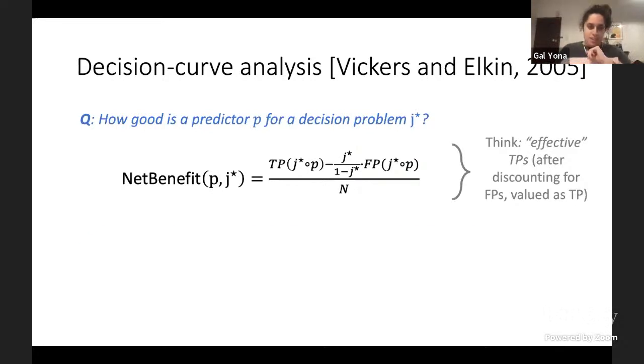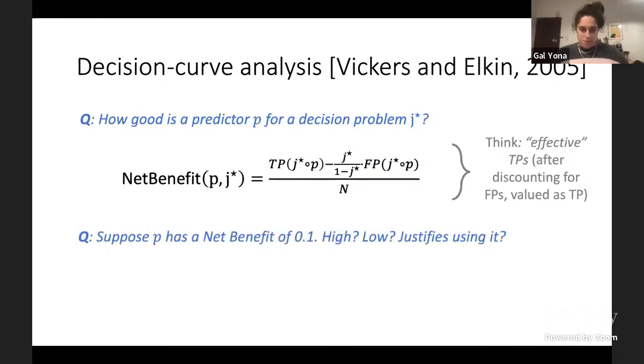Okay, so if you've believed me until now, you might have this other question in mind. Suppose I tell you that a predictor P has a net benefit of some value, say 0.1. What does this value mean? Is it high? Is it low? If you're a clinician, does 0.1 justify actually using this predictor to make decisions?